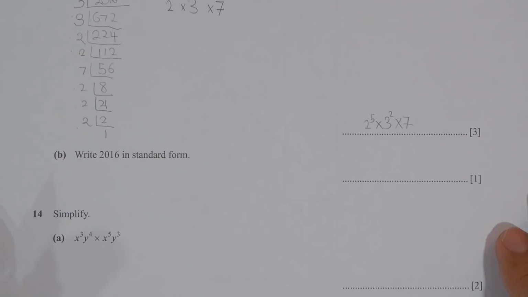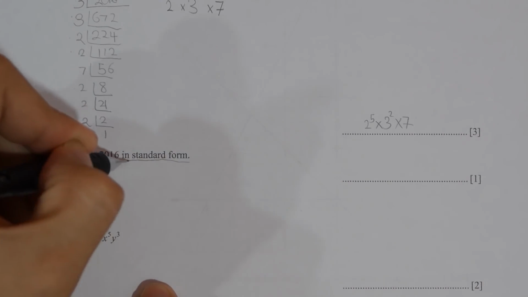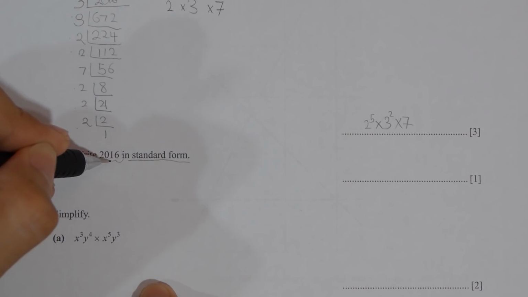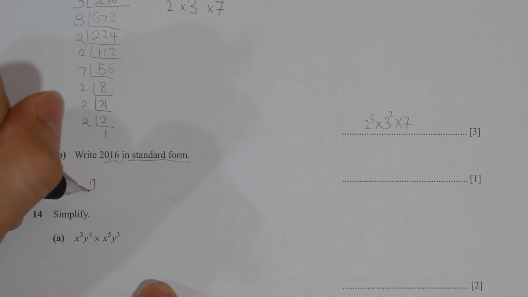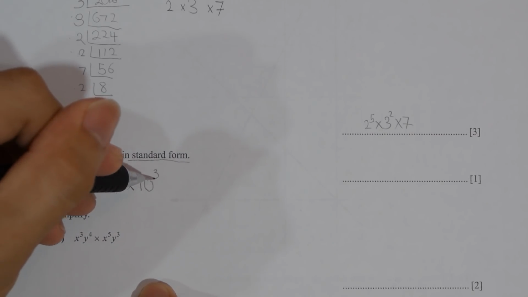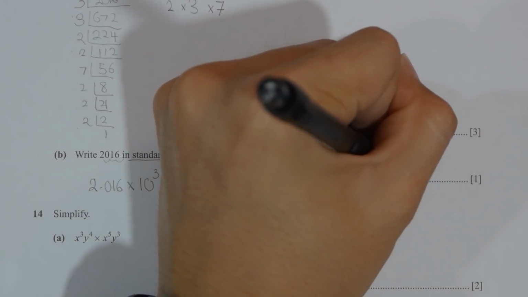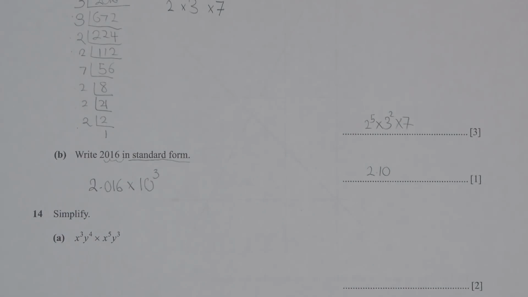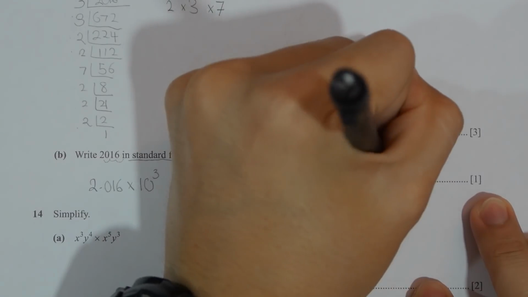Whereby for part B, 2016, you are required to change it into standard form. So basically just shift the decimals into 2.016 times 10 to the power of 3 because you shifted 3 times.